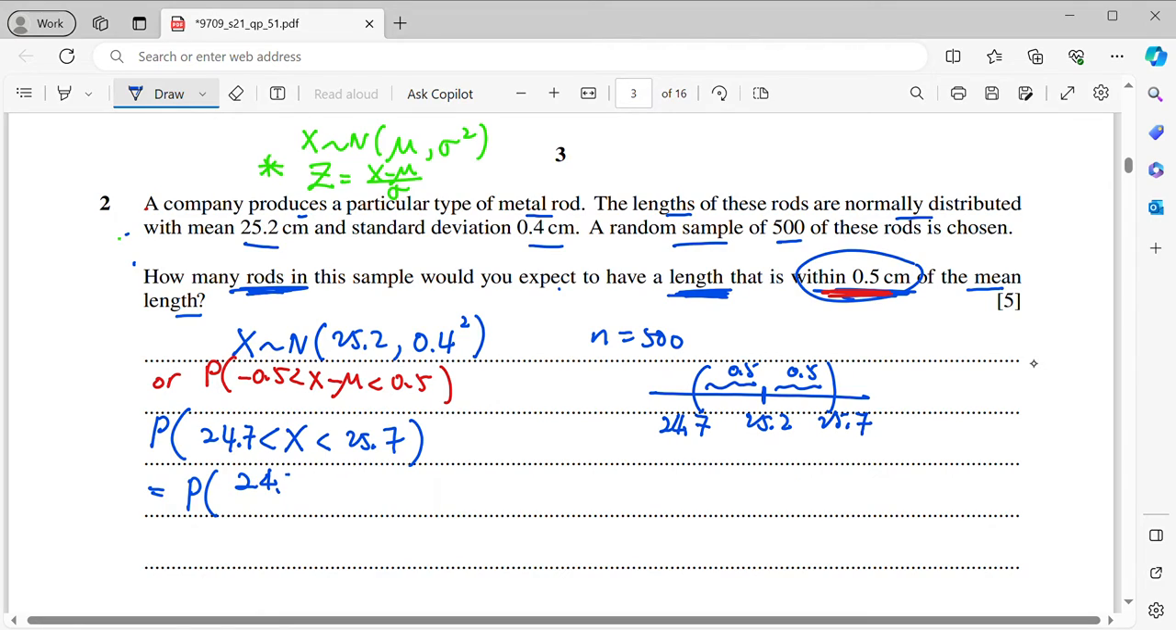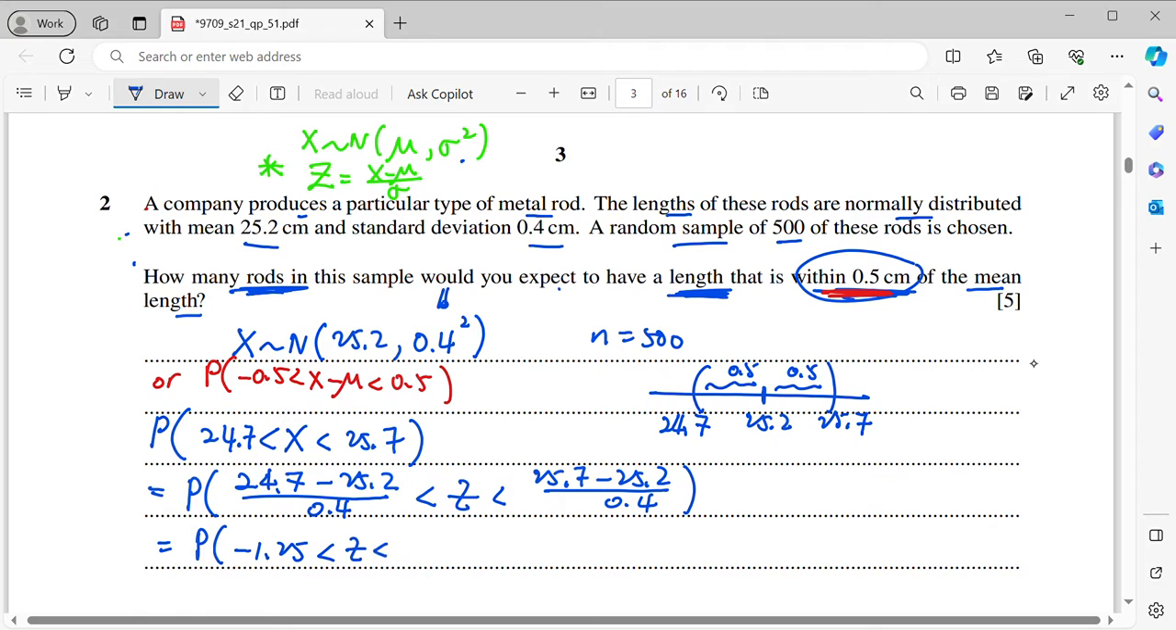Therefore, 24.7 minus the mean 25.2 over the standard deviation, which is 0.4 because this is sigma squared, so over 0.4, less than Z less than 25.7 minus 25.2 over 0.4. When you do the calculation, the first value is going to be negative 1.25 and the second value is 1.25.